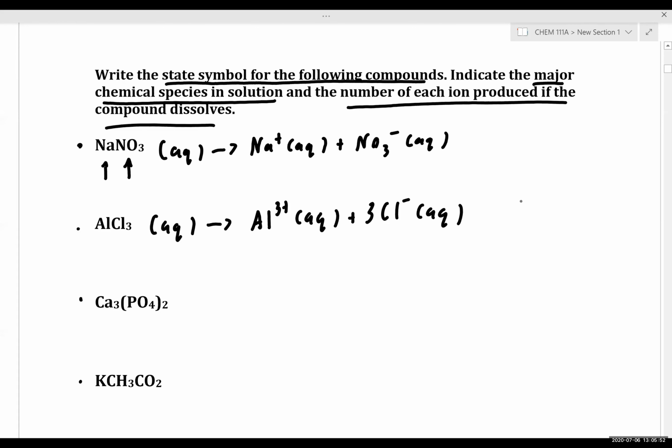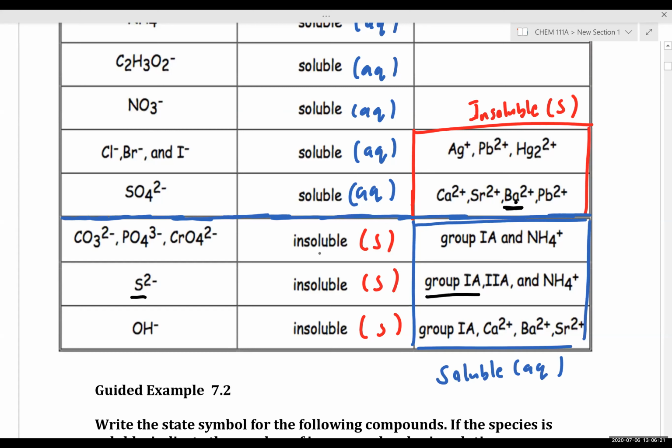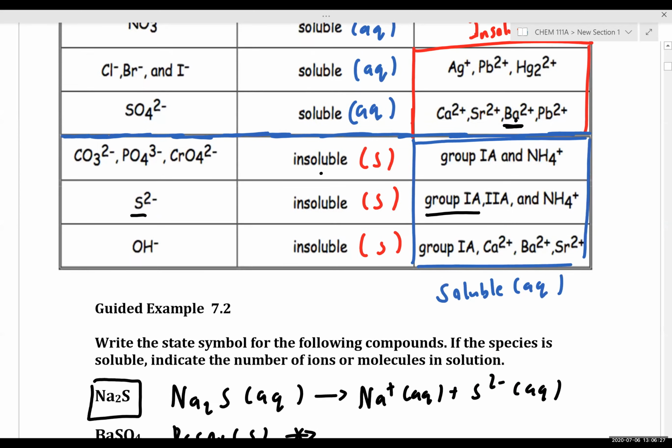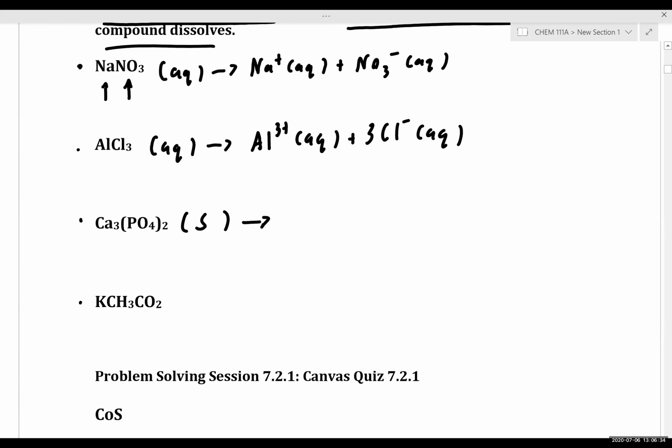Okay. Looking at calcium phosphate, let's get some responses in the chat. What state symbol should we assign to calcium phosphate? Solid, yep. So let's talk about why that is. Looking at our phosphate salts, phosphate salts are generally insoluble, and calcium is not an exception. So calcium phosphate is insoluble, so it does not dissociate.